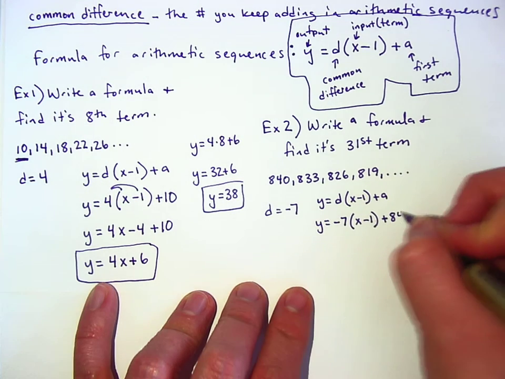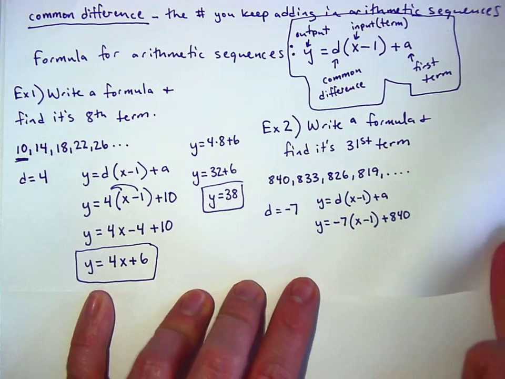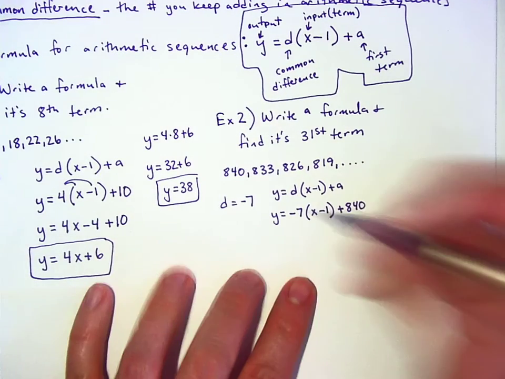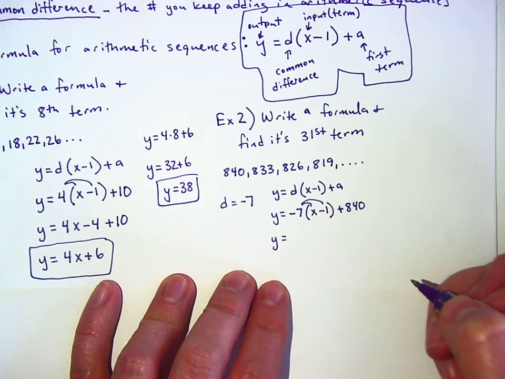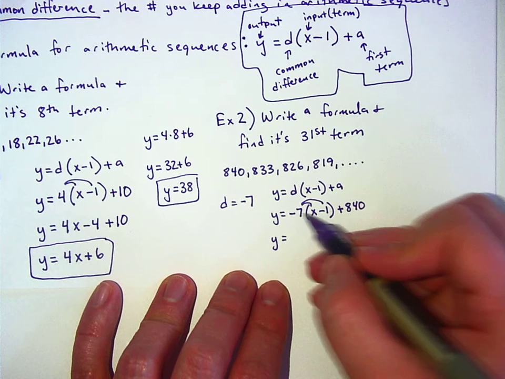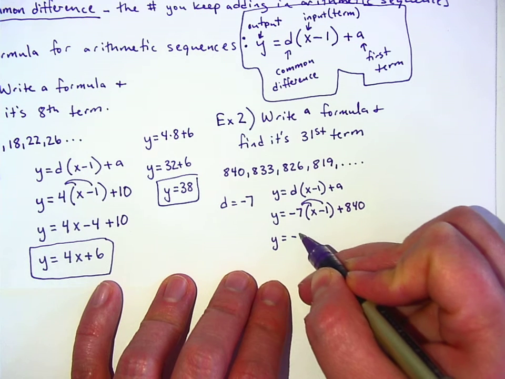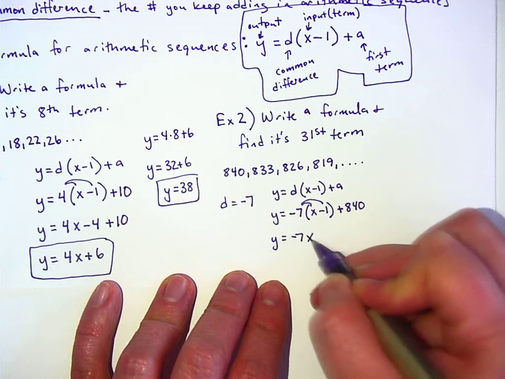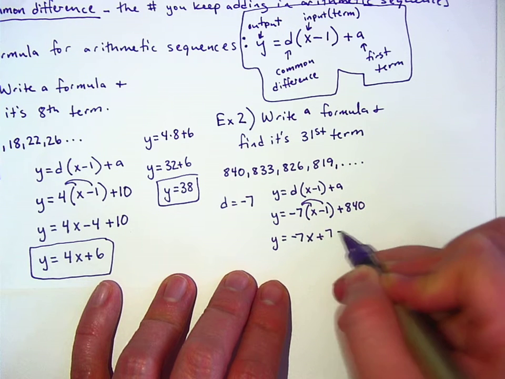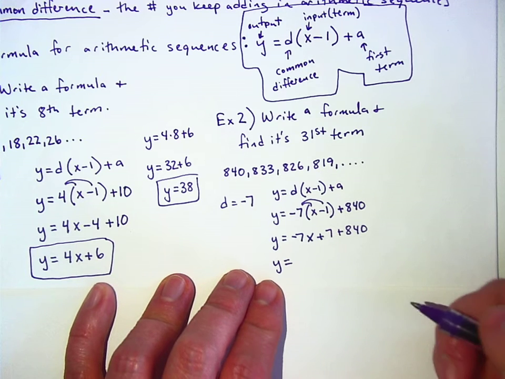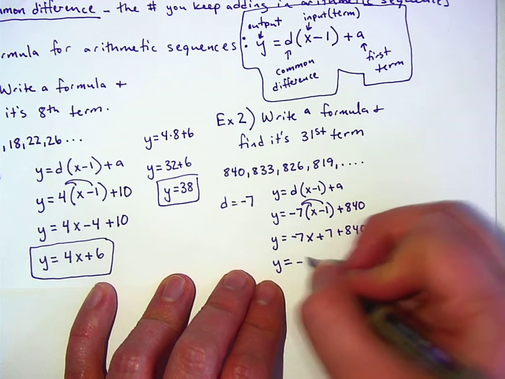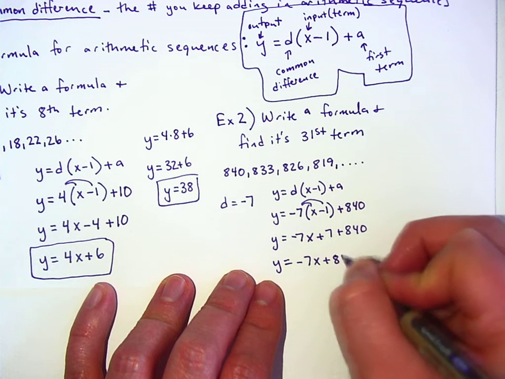840. All right, Charlie, now I need to simplify by distributing. Y equals -7x and then positive 7, plus 7 plus 840. And which one of those can we put together? The positive 7, the 840. So that's -7x plus 847.